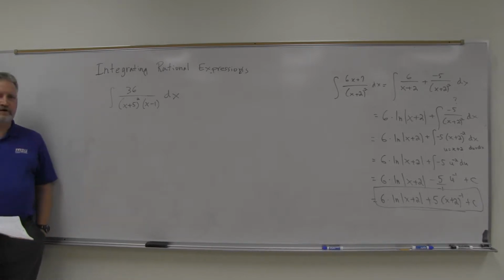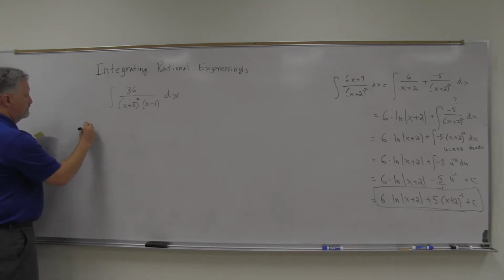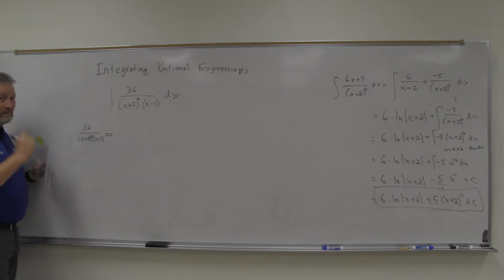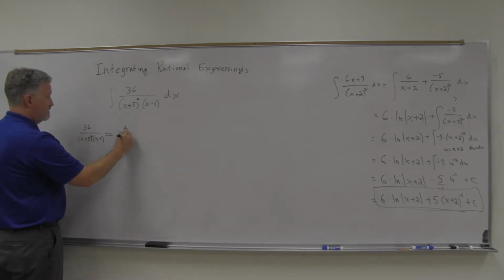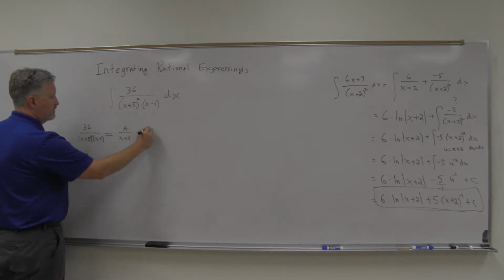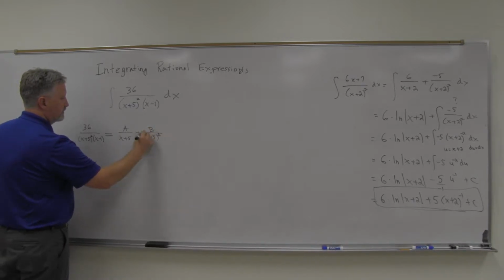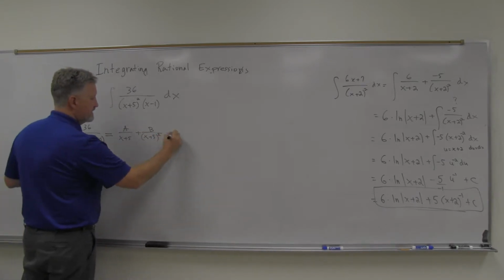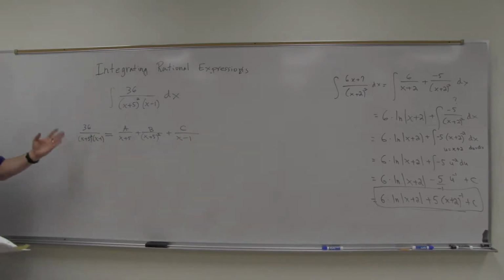There we have another squared factor. So when we come to the partial fraction decomposition, what do we need? Well, we got x plus 5 squared, so I need an A over x plus 5, and I need a B over x plus 5 squared. But then I also have another factor of x minus 1, so I need a C over x minus 1. So this one turns into 3 different parts.